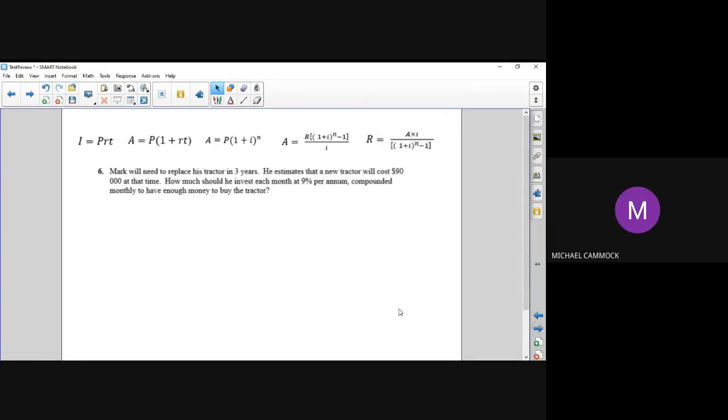Now let's read this question. This is going to really test whether you are comfortable with this whole concept. Mark will need to replace his tractor in 3 years. So Mark knows that his tractor is going to last him for 3 years. A new tractor is going to cost him $90,000 at that time. How much should he invest every month at 9% per annum compounded monthly to have enough money to buy the tractor?